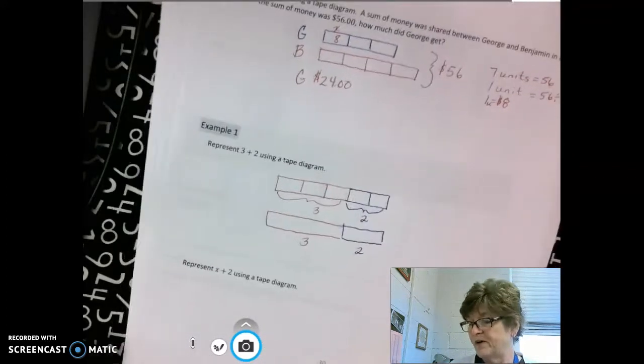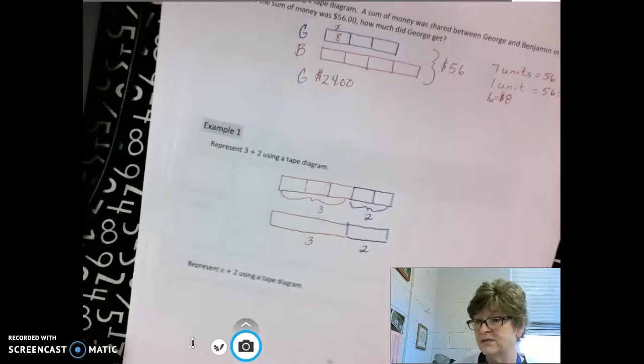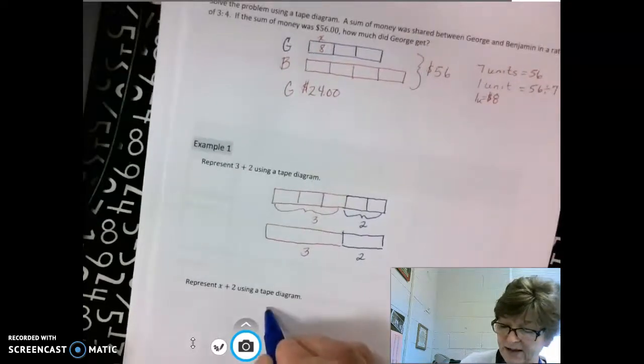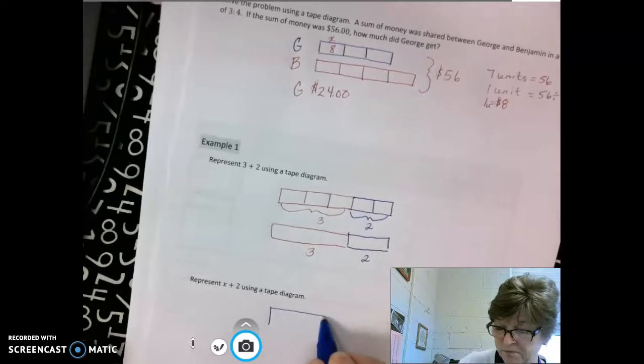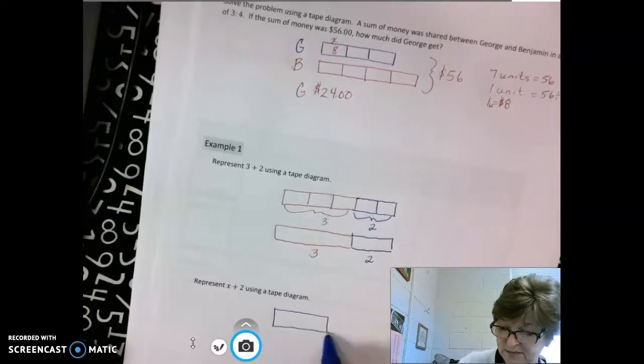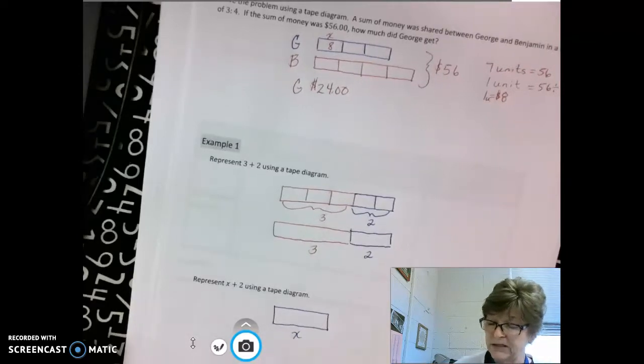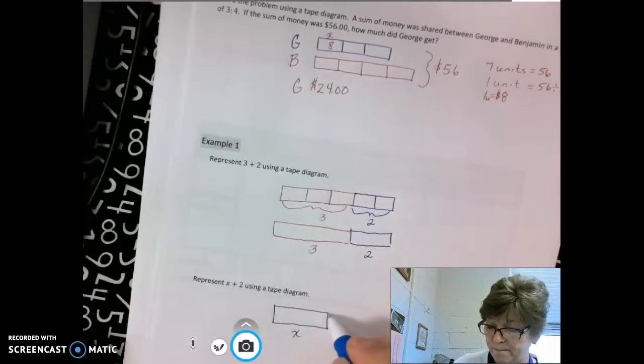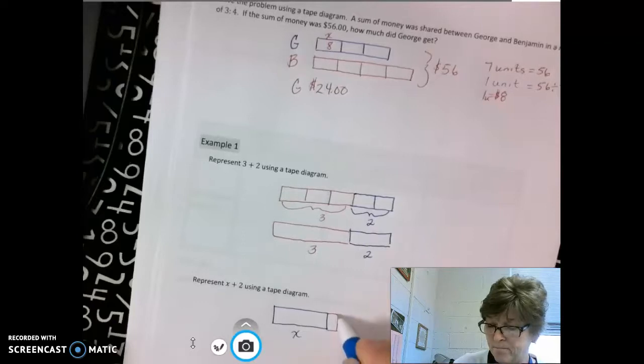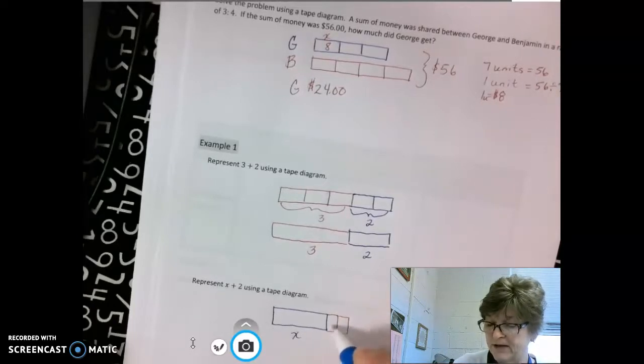Now what if we have a variable? We don't know what the size is. So we're going to just identify x as any size we want. I'm going to say that's x because it's unknown. And I have 2 same size units here, and that would be standing for 2.